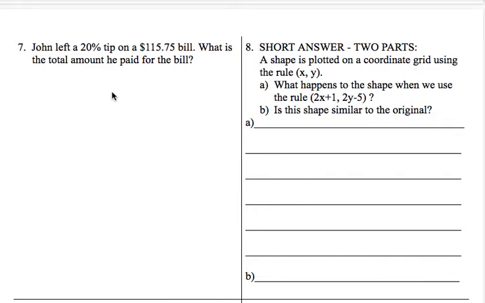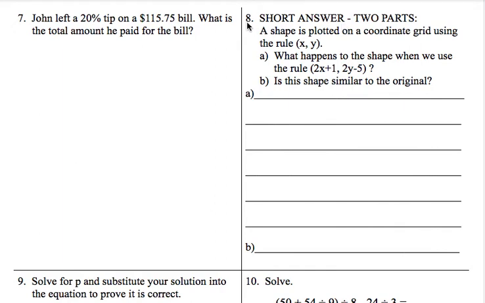Number 7 is another percent problem, but remember, we have to find 20% of $115.75, and then add that on to $115.75 to find the total amount he paid for the bill. So that's what the bill came to. He found 20% of that and added it onto it, and that's what he paid for his bill. Standard restaurant procedure, 20% is typical.